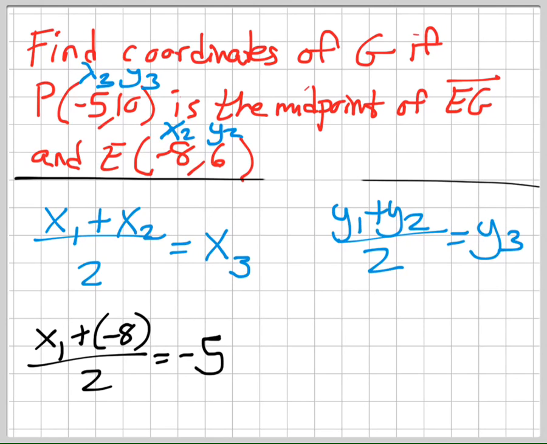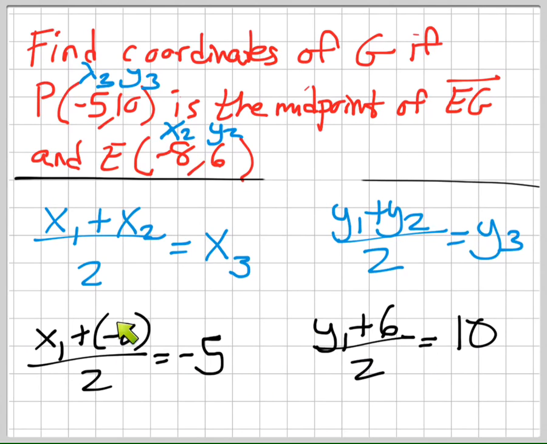And then Y1, I don't have it. I do have Y2, that's the other endpoint. When I divide that sum by 2, that should be equal to 10. So I still use the same formula, but I'm missing the endpoint, X1, Y1, instead of the midpoint. I could have plugged in for X2, Y2. So the question is, how do we solve these then?